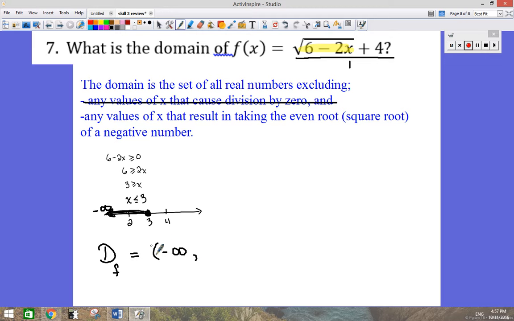I can't write a bracket there because it's truly not an endpoint, it's not a number, and then that goes all the way up to 3, and since I'm including 3, that when we inputted 3 we got an output of 4, we have a square bracket there. So there's our answer for number 7. The domain is the set of real numbers that are less than or equal to 3. Hope that helps, and I'll do these on separate videos.